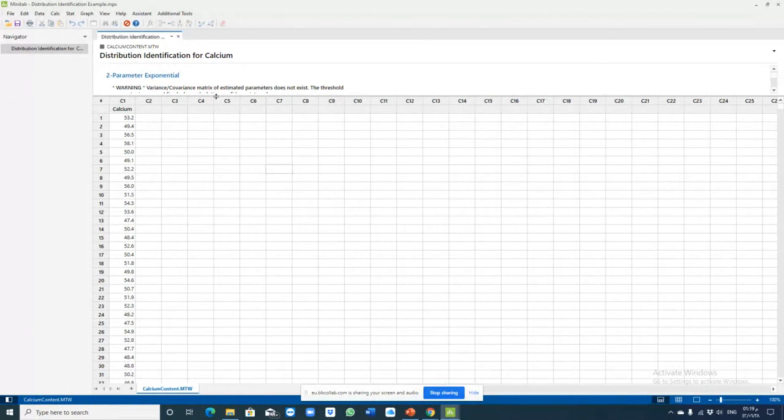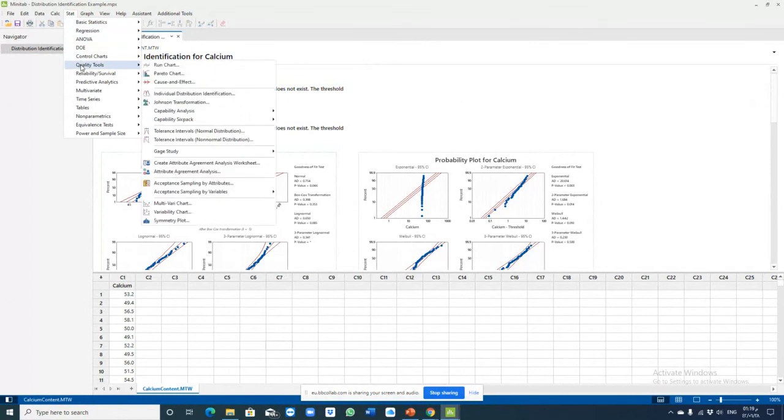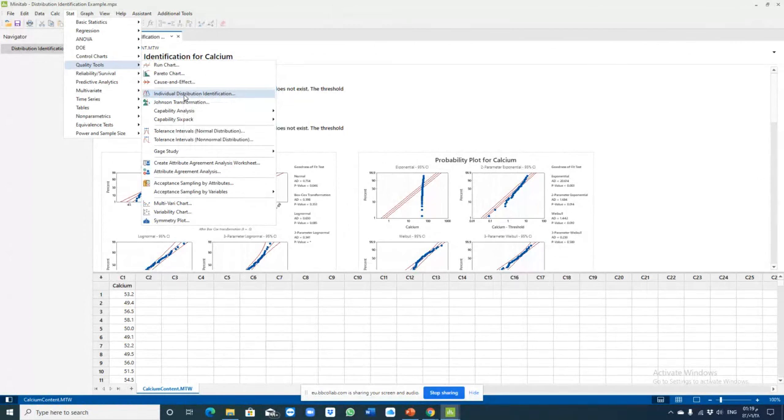What you do in Minitab, you go to Stat, then you go to Quality Tools, and then you go to Individual Distribution Identification. Here you can see the description of that function is to identify the appropriate distribution or transformation. It is written here in the title. Before you perform a capability analysis, you use it to ensure whether your data follow a normal distribution or not. So this is exactly what we said.